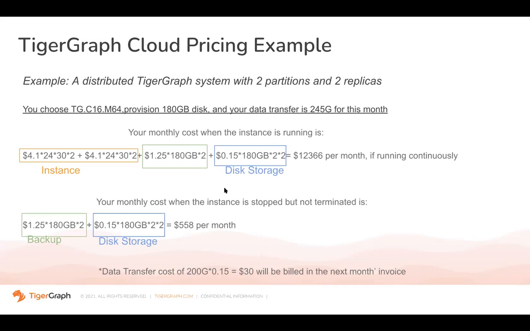All right, just a quick example. I chose one example where you provision a distributed TigerGraph system with 2 partitions and 2 replicas, and you choose the TGC16 M64 and also provision a 180 gig disk, and your data transfer is 245 gig for this month. If you keep this instance running the entire month, you will be paying the instance price plus the backup price, and then the storage price, and then there's the total price in the end.